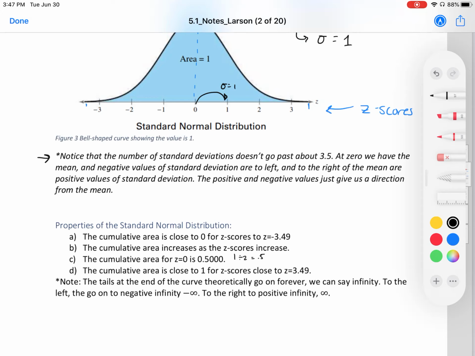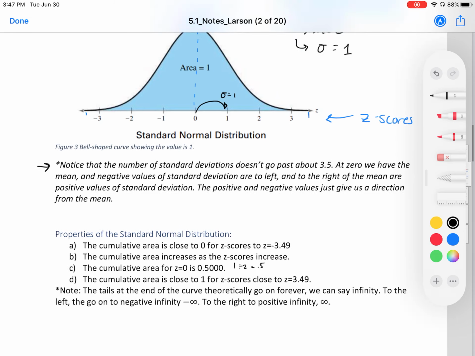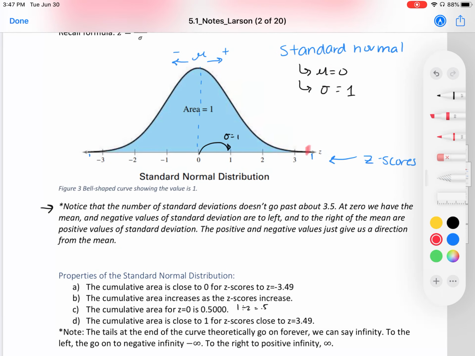And D, the cumulative area is close to 1 for z-scores that are close to z equals 3.49. So that would mean the other end of the curve, which means you've gone all over it, which is equal to 1.